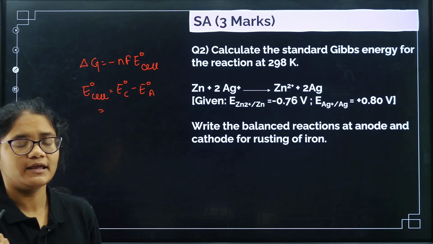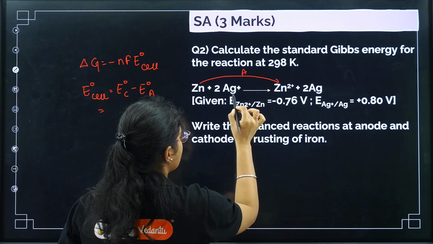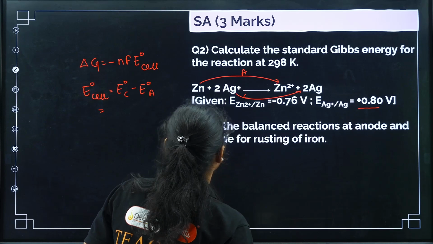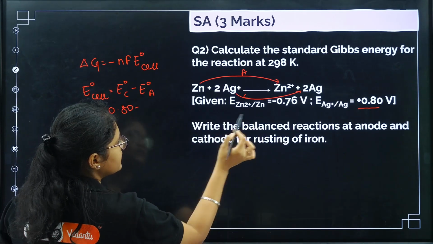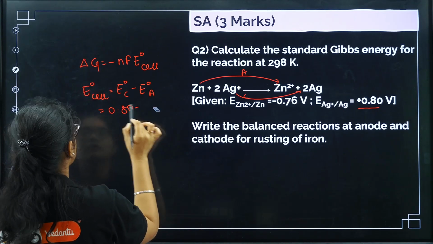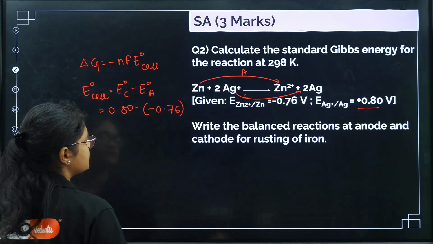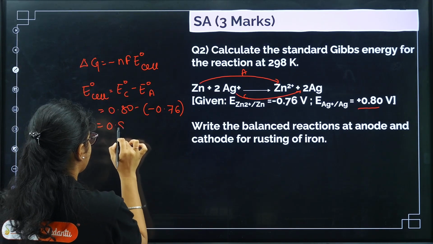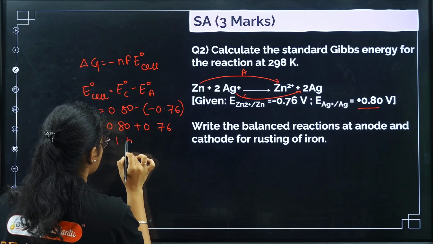Now how to identify cathode and anode? Here you see zinc is undergoing oxidation, so this is anode, and this is undergoing reduction, so this is cathode. So silver value 0.8, right? So I can write 0.80 minus anode, which is minus 0.76, okay, so we will get 0.80 plus 0.76, so we'll get 1.56.